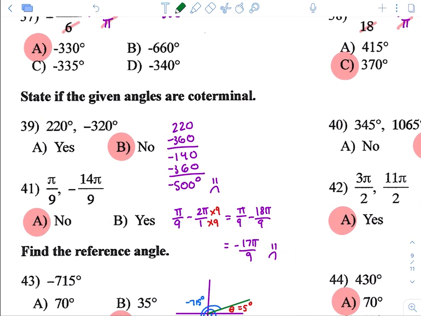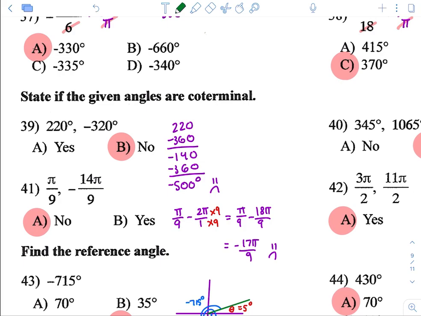You know two angles are coterminal if you keep on subtracting or adding 360, and if you keep doing that and it lands on the other angle, then they are coterminal. So I decided to go from 220 to negative 320.